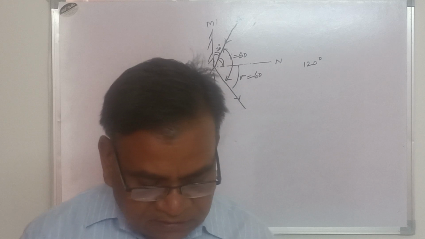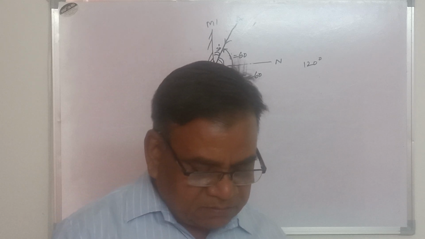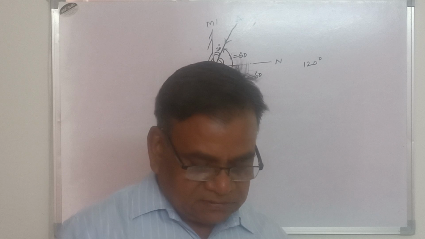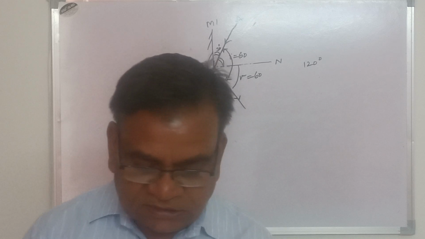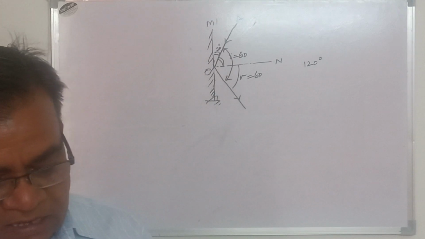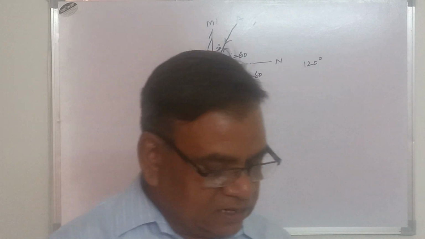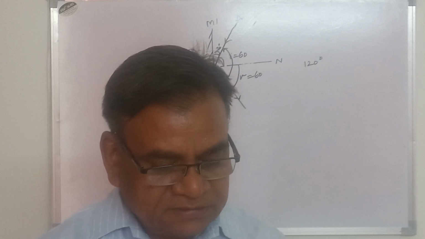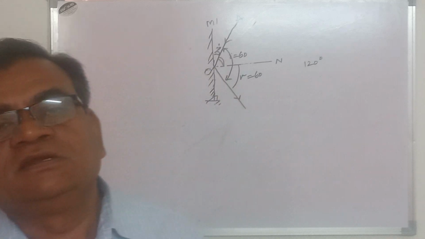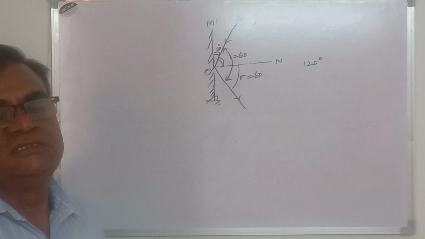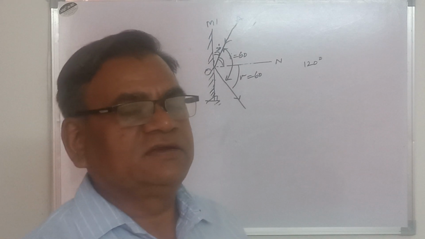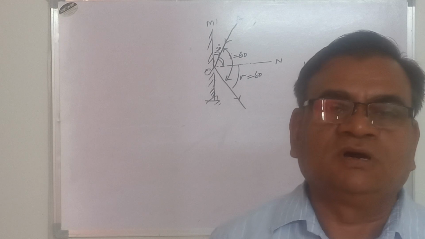A ray of light is incident on a plane mirror making an angle of 90 degree with the mirror surface. With the mirror surface, incidence is 90 degree, which means it is along the normal. The angle of reflection for this ray of light will be angle R. When it is going along the normal, it will be reflected along the normal. I is equal to 0, R is equal to 0.